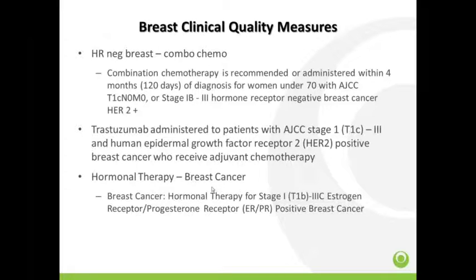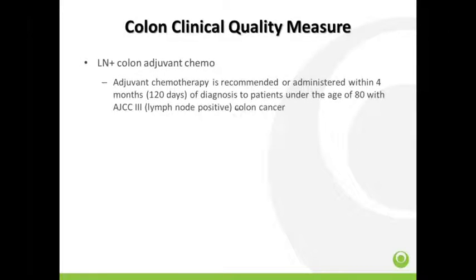We've talked briefly about hormone therapy for breast cancer patients. They're going to be looking to see if breast cancer patients stage 1 through 3 are being treated with ER/PR positive disease. In colon, one of the measures they're looking at is lymph node positive colon patients, adjuvant setting. Are we treating them within 120 days of diagnosis? This is why collection of the lymph node status is important.